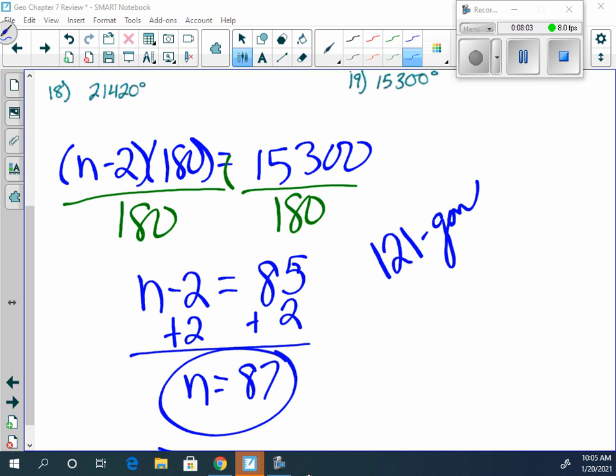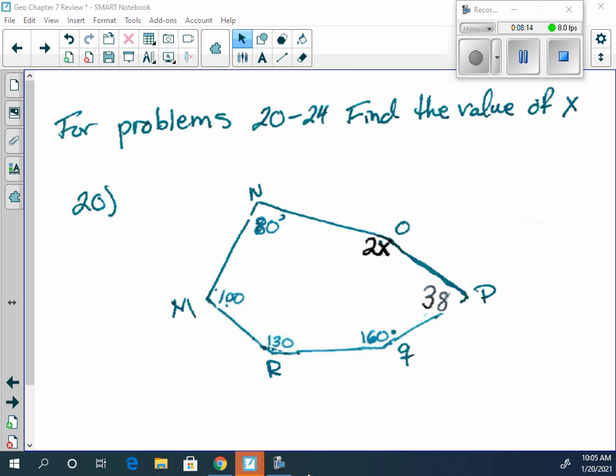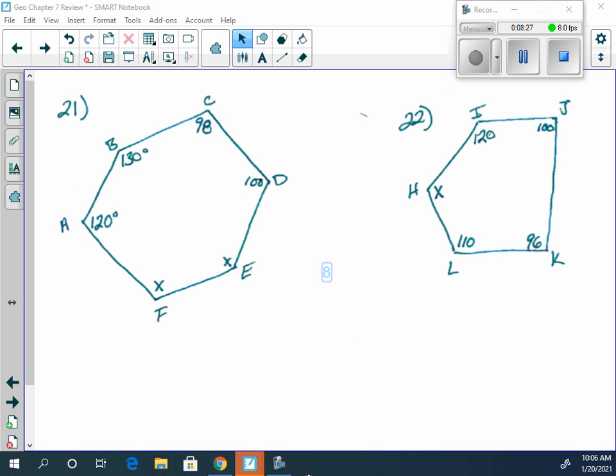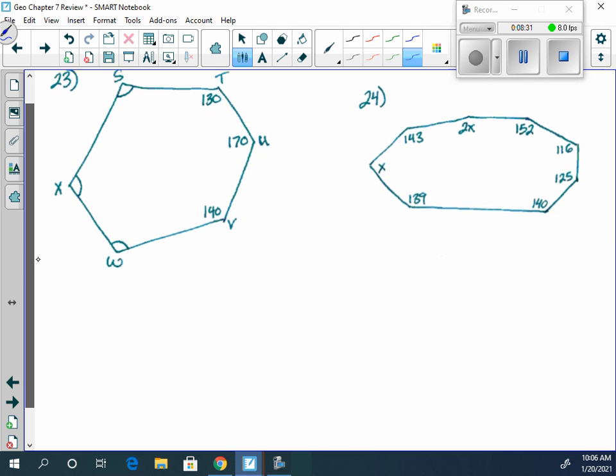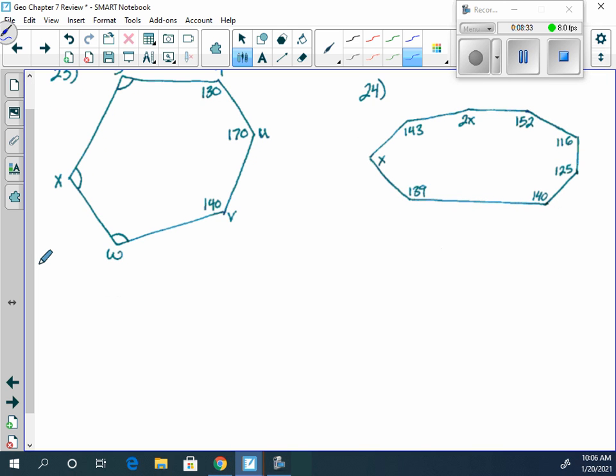Any other questions on this here? Are we good with these here? Okay. Any questions on 20 through 24? Any one of those that we want to look at? 24. So we want to find the value of x.